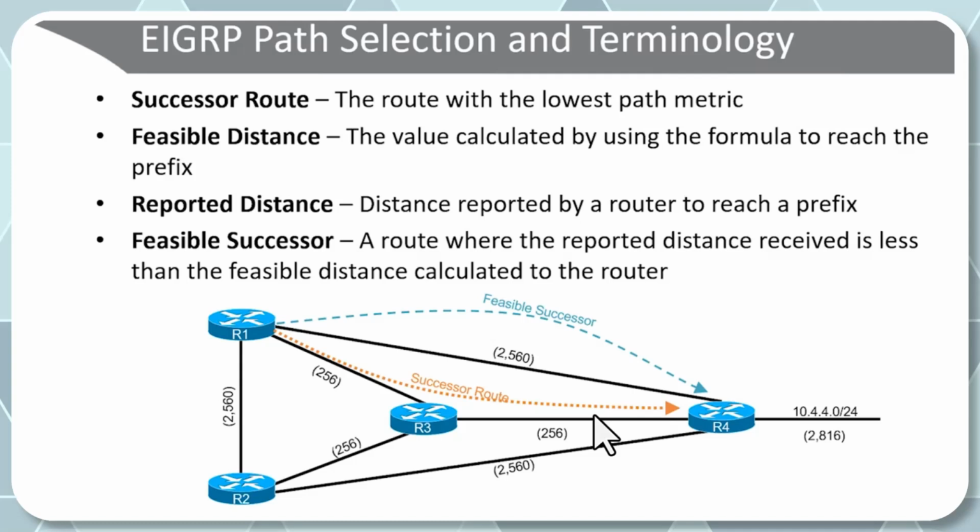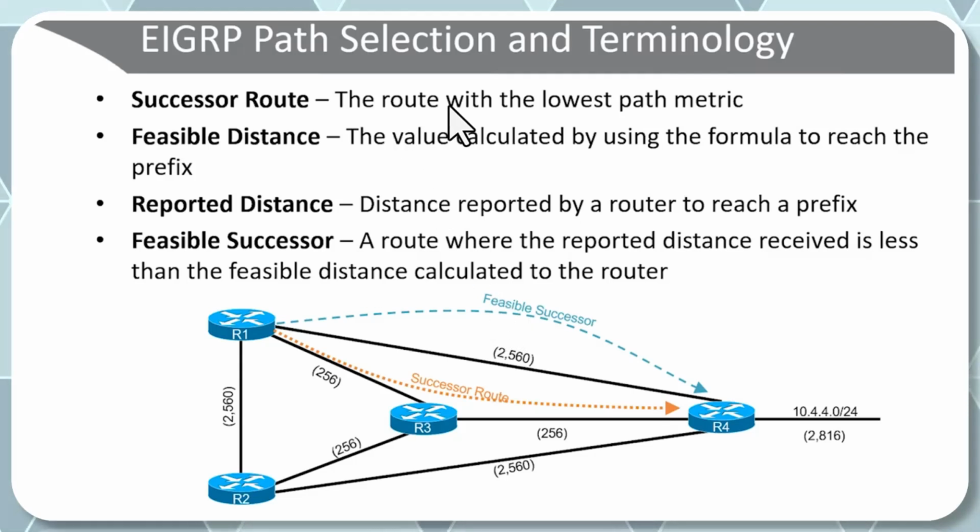Here is one more example you can see here. It's a very good example. If you talk about the successor route, now add 256, 256 and this, then add 2560 and 2816. Obviously this sum will be lower, this sum will be higher, so this will be the successor route and this will be the feasible successor. It means when this goes down, it will go via this path.